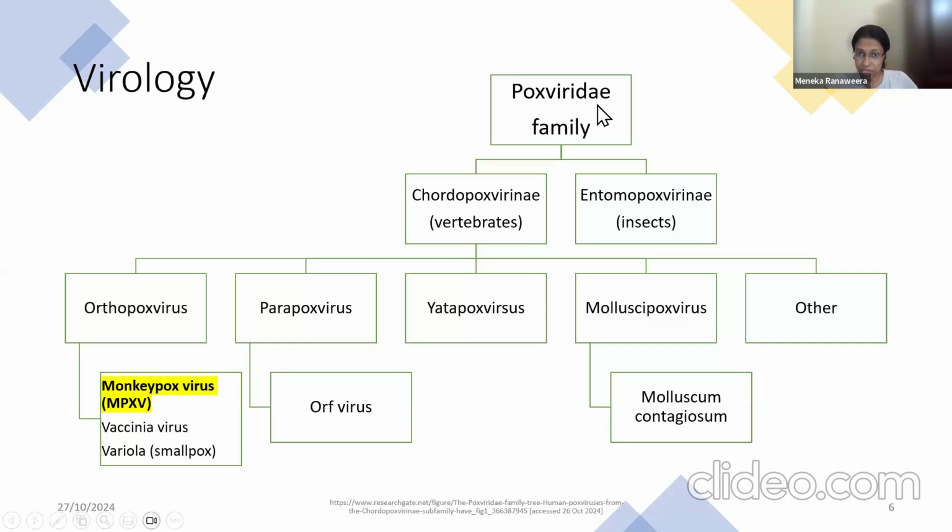It belongs to the Poxviridae family, Chordopoxvirinae subfamily, and genus Orthopoxvirus. Some of its relatives are the vaccinia virus and the variola virus, which used to cause smallpox.